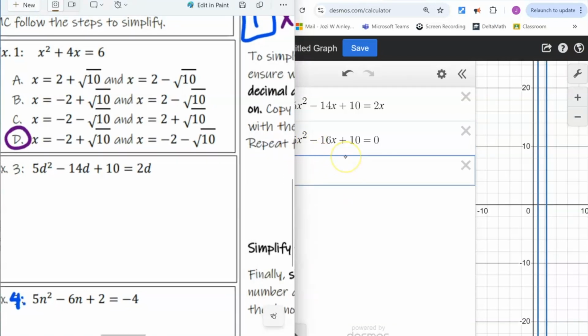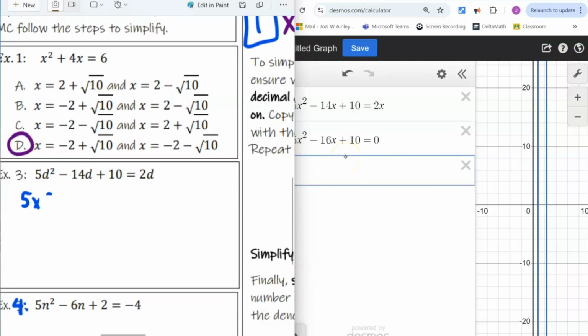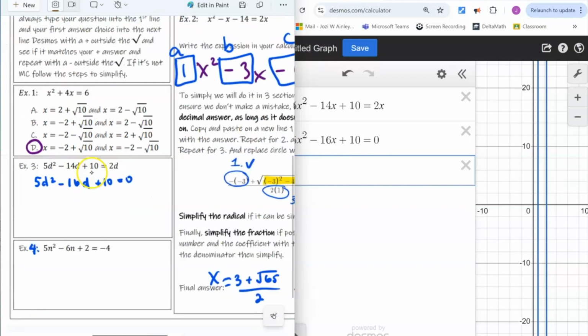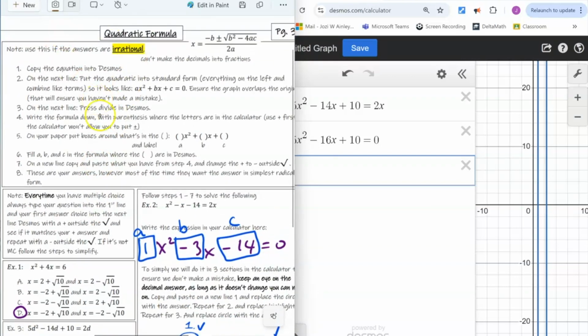All right, so this is 5x squared minus 16. Oh, I just said I was going to write a D and look at me. Sorry, 5D squared. Because the variable is D. Minus 16D plus 10 equals 0. Now what do we do again? We're going to go ahead and label A, B, C. So I'm going to show you right here. Oh, no, I guess we'll put in the formula first.